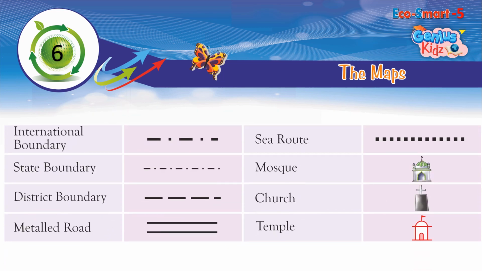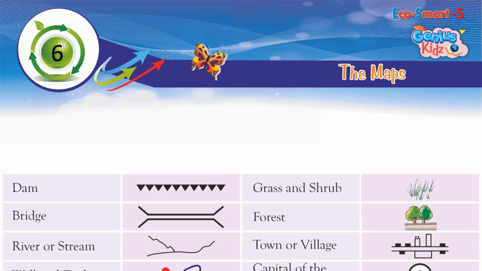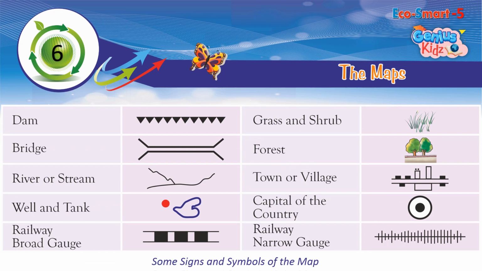International boundary, state boundary, district boundary, metal road, sea route, mosque, church, temple, dam, bridge, river or stream, well and tank, railway broad gauge, grass and shrub, forest, town or village, capital of the country, railway narrow gauge.